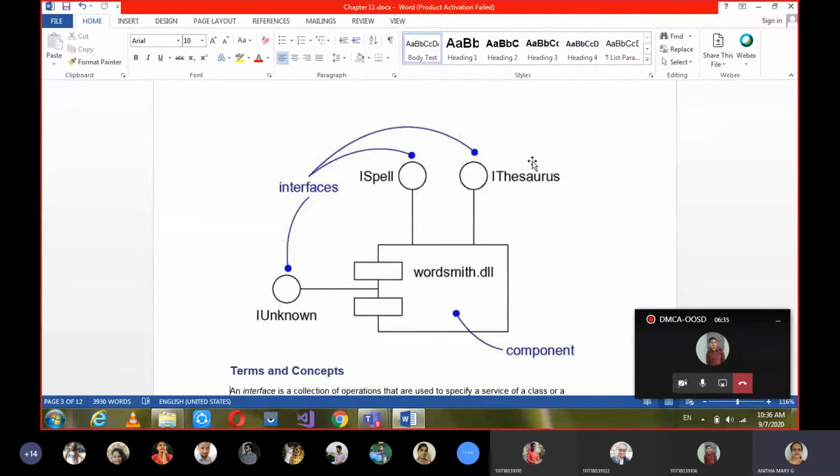Okay, so here is an example of an interface and how this interface is realized through a component. So by seeing the symbols itself, you can make out this is a component. So a two tabbed folder is called a component.